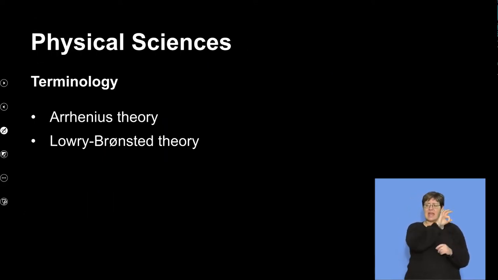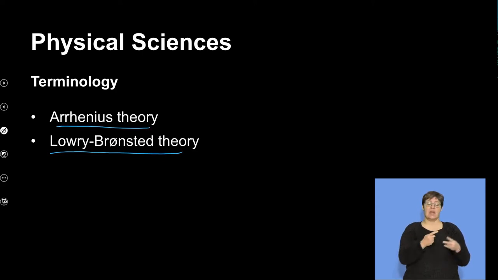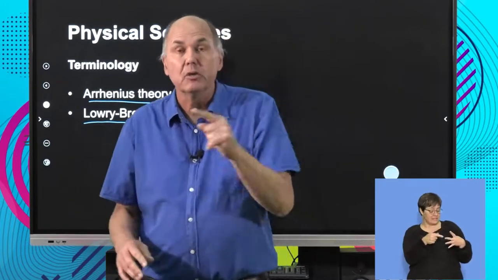So there are two main theories. There's Arrhenius theory and Lowry-Bronsted theory. You need to know these two theories. And I can almost guarantee you that one of these definitions is going to come up from one of the theories. So there are four things you need to know. What is an acid? What is a base? According to these two theories.